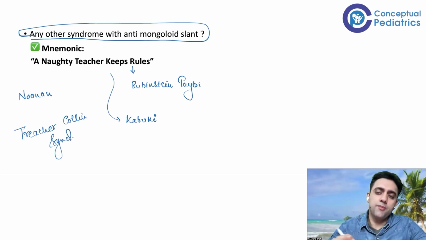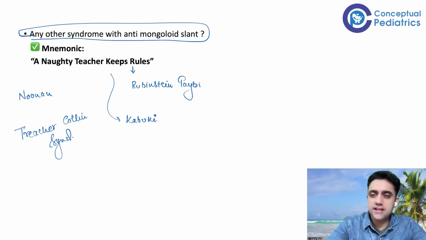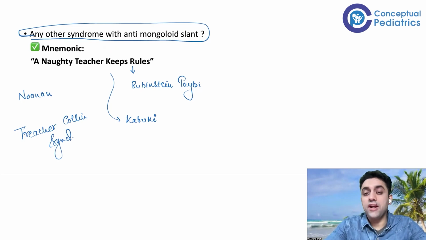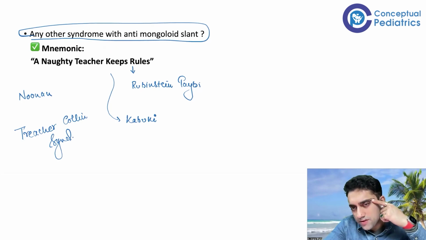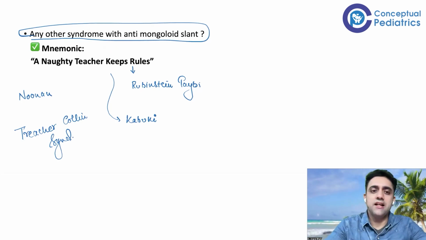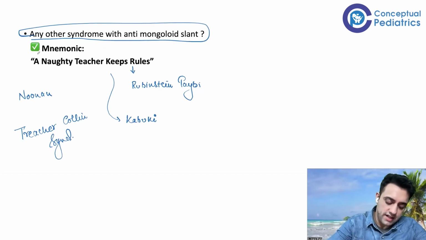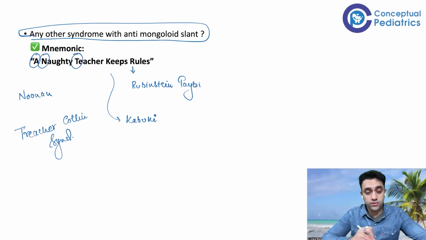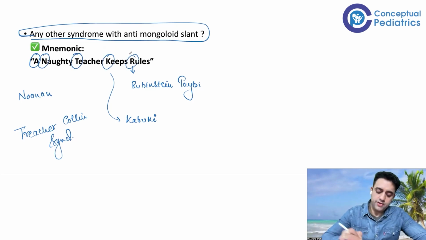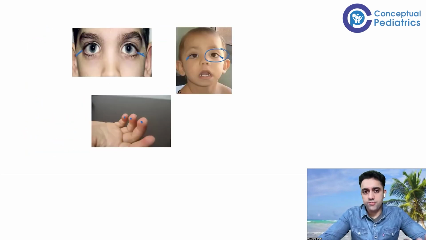Now, these are the important syndromes associated with anti-mongoloid slant. Mongoloid slant was associated with Down syndrome, and anti-mongoloid slant is associated with these syndromes. A naughty teacher keeps the rules. For anti-mongoloid slant, N for Noonan syndrome, T for Treacher-Collins syndrome, K for Kabuki syndrome, and R for Rubinstein-Taybi syndrome. Okay, so these are important points.